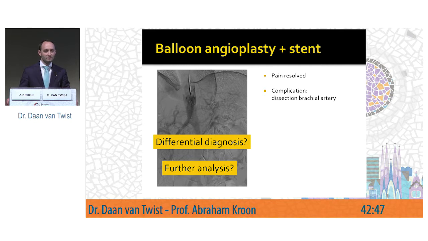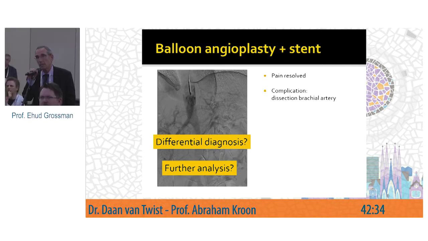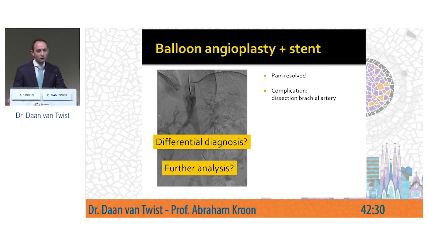Ehud Grossman from Israel. My question is whether it's maybe a type of vasculitis, and we need to see if you had some laboratory evaluation of the possibility of vasculitis. Yeah, I think that's an excellent suggestion. I will show you in a minute, but the CRP and other inflammatory markers were completely normal. So there were no signs of inflammation by the time of admission.